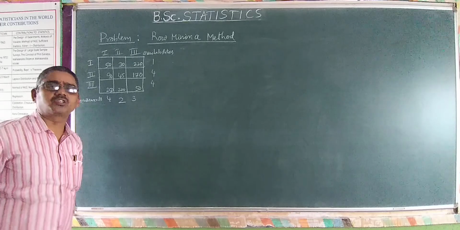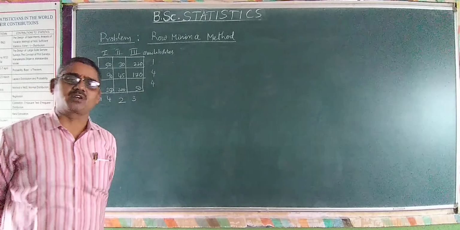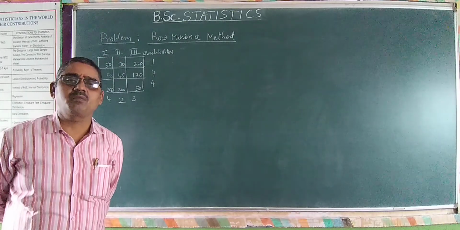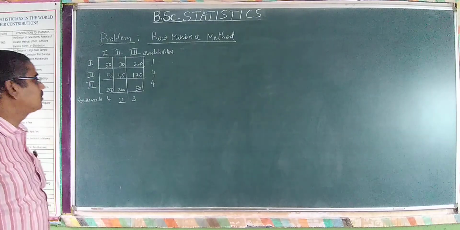Solve means we cannot solve by using the row minima method. We cannot calculate the minimum cost. Therefore, we can only calculate the initial basic feasible solution. So, I am starting the problem.